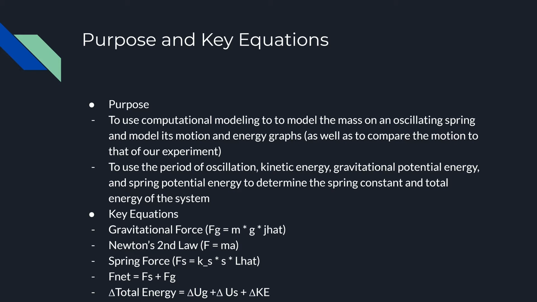Some key equations that were used would be the gravitational force, Newton's second law, the spring force, F net being Fs plus Fg, where Fg is always in the negative direction, whereas Fs can be either positive or negative, and the change in total energy, which is the change in the gravitational potential energy plus the change in the spring potential energy plus the change in kinetic energy. And two of the main key concepts used would be Newton's second law and the change in total energy.